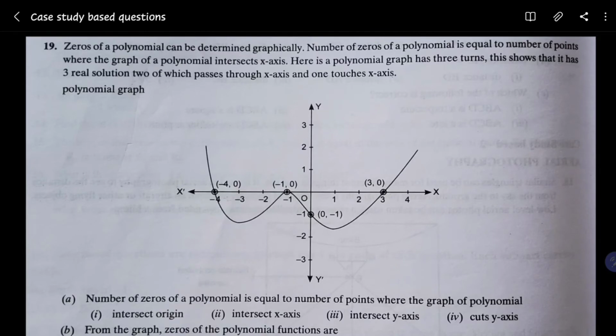First one, number of zeros of this polynomial is equal to the number of points where the graph of the polynomial intersecting: origin, intersecting x-axis, intersect y-axis, and cuts y-axis. Intersect x-axis is the correct option.